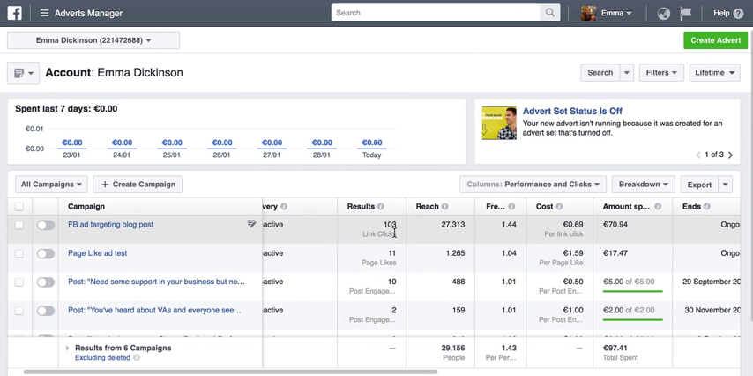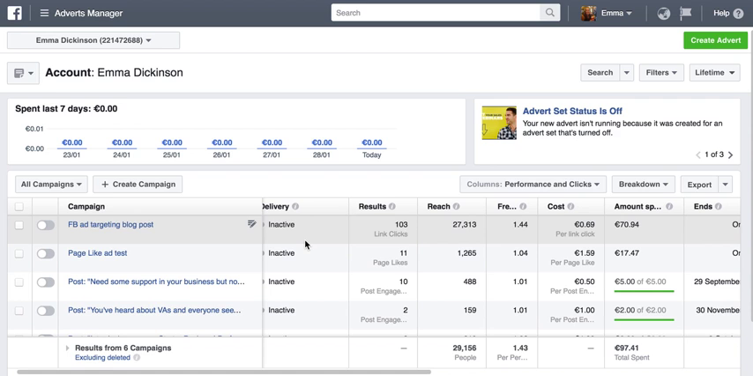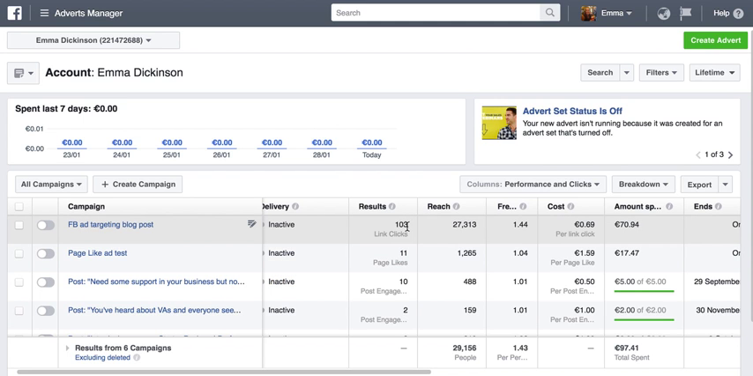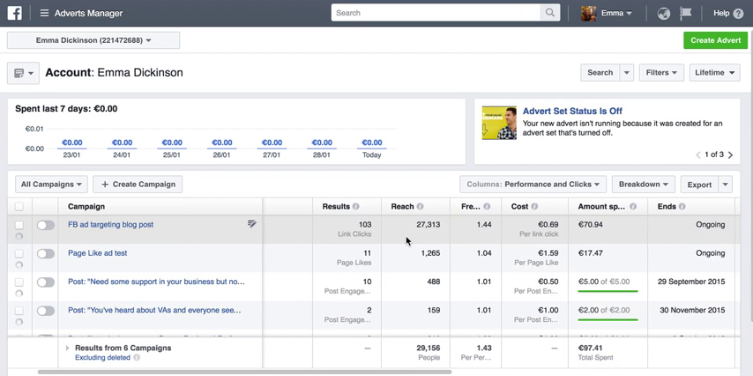So I can see here that this was one where I wanted to drive traffic to my website. It's a blog post, and I just wanted to get more eyes on the blog post and start building a little bit of momentum around my content. So you can see here it's giving the results, and I had 103 people click through to the website. The ad was shown 27,313 times. So that's the number of people that it reached.